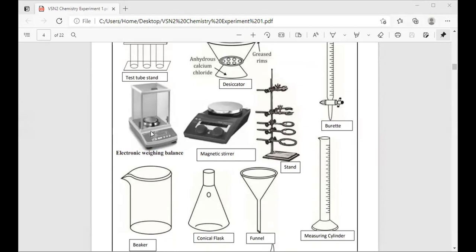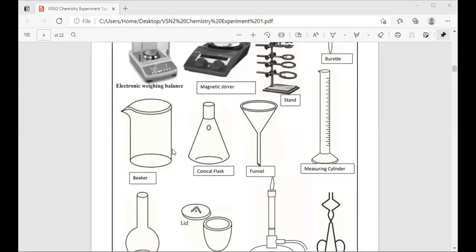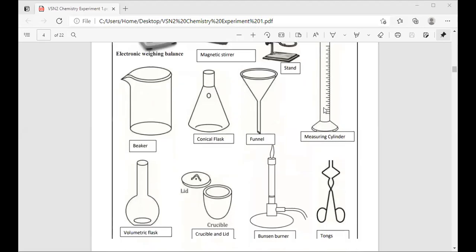This is the one pan balance. This is the beaker you have used. This is the conical flask. This is the funnel. This is the measuring cylinder. Now this measuring cylinder, the linings are there, 1 ml, 2 ml like that. It is available in various capacities, 10 ml, 25 ml, 50 ml, 100 ml, 250 ml and 1000 ml measuring cylinder. The acids are mainly taken by measuring cylinder, not by pipette.